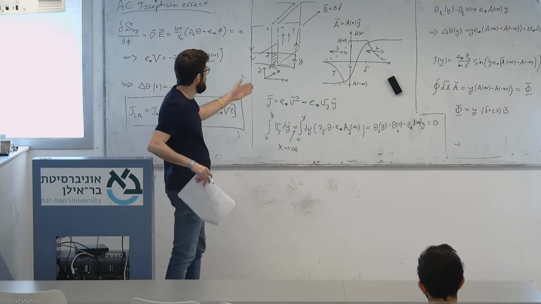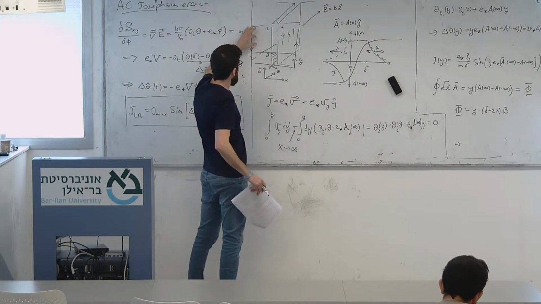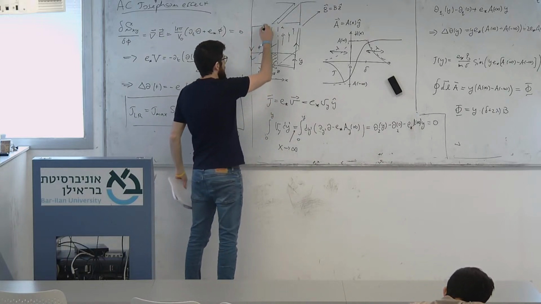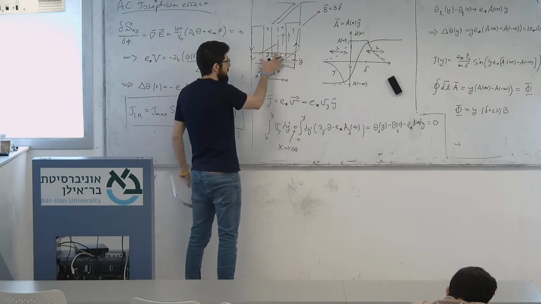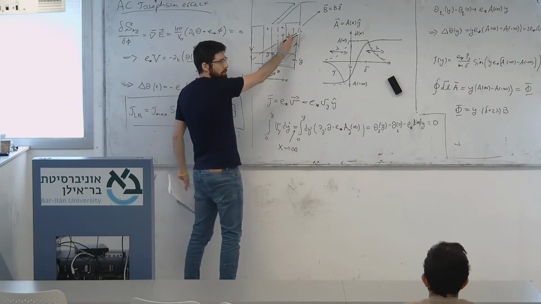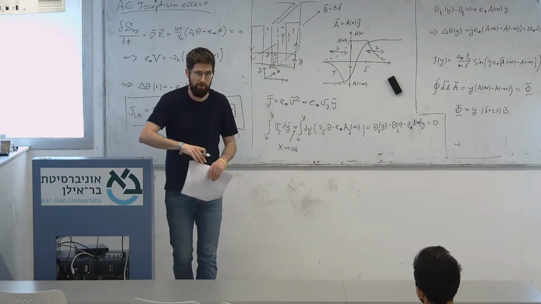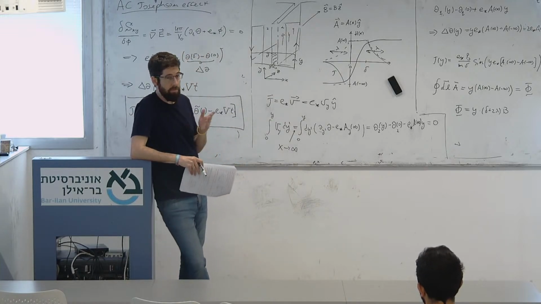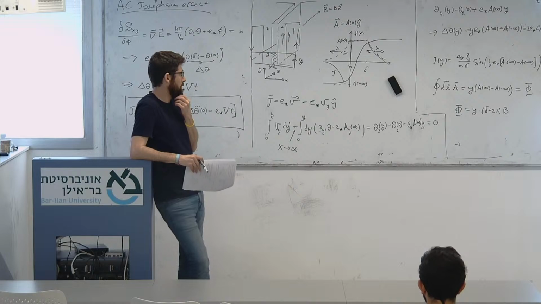We know that if I allow myself some buffer layer, which is lambda, then the phase here has to be different than the phase here by that amount. Okay, so the overall phase difference.